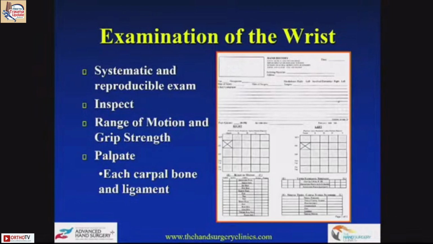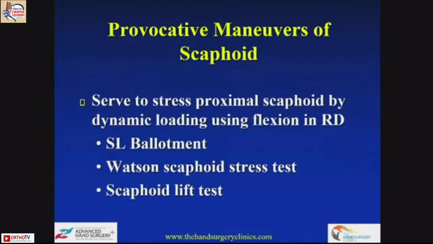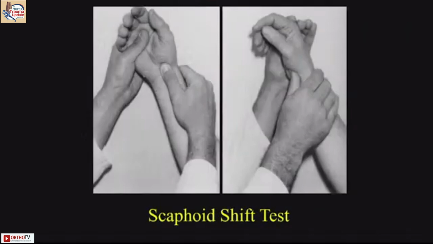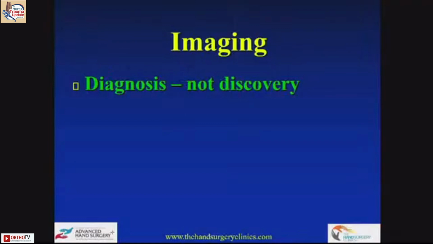Clinical examination of the wrist is something that I will not belabor too much, but there are certain provocative tests that we should be aware of, such as the ballottement test, the Watson scaphoid stress test, as well as the scaphoid lift test. The ballottement test or the scaphoid shift test is wherein you bring the wrist from radial to ulnar deviation while you're putting your thumb pressure on the tubercle of the scaphoid, and that relocates the scaphoid and causes a clunk that is painful, and that is indicative of a scapholunate injury.